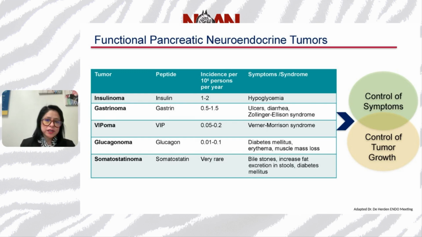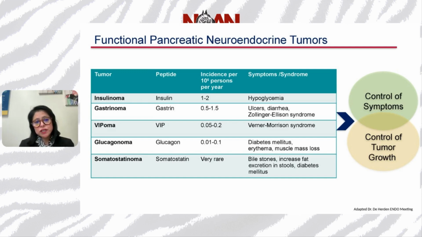Very, very rare is a tumor called somatostatinoma. It's an excess of somatostatin, which is responsible for metabolizing the bile acids in the body, and if we have an excess of this, it can form bile stones. It can also increase the fat in the stools, causing a malabsorptive diarrhea. It can also cause diabetes, because somatostatin inhibits insulin production in the body, and then patients can develop diabetes. But again, these are very, very rare.